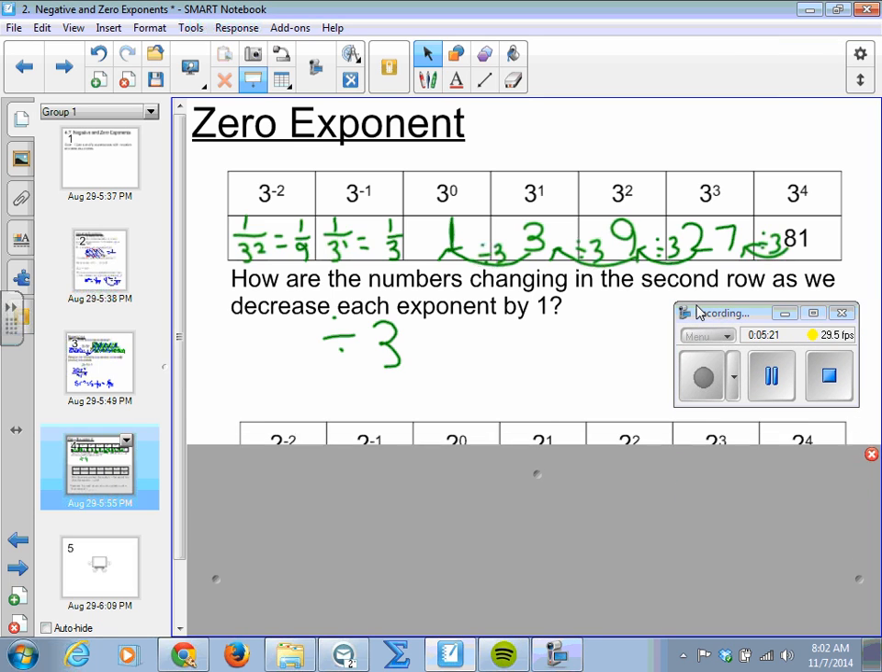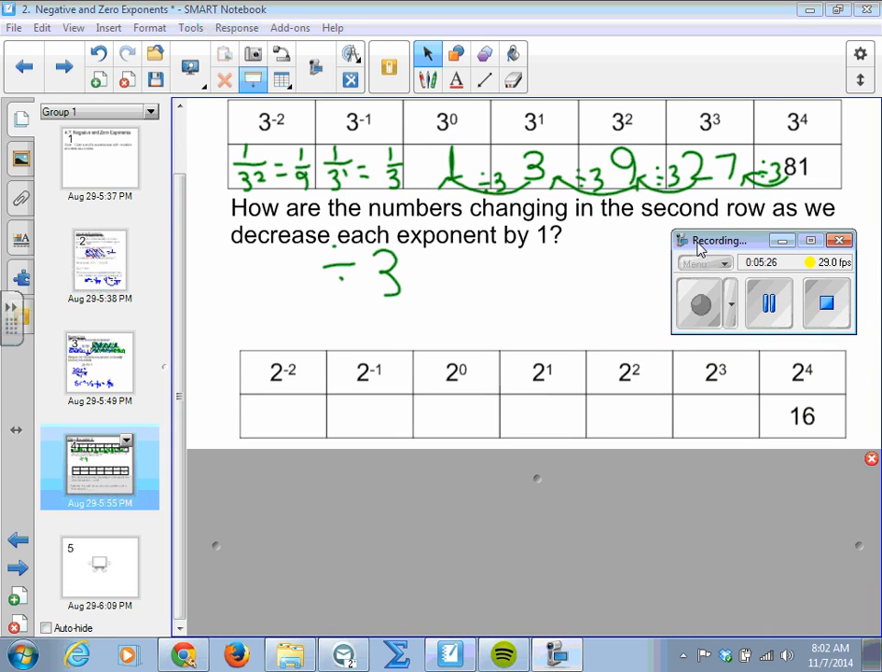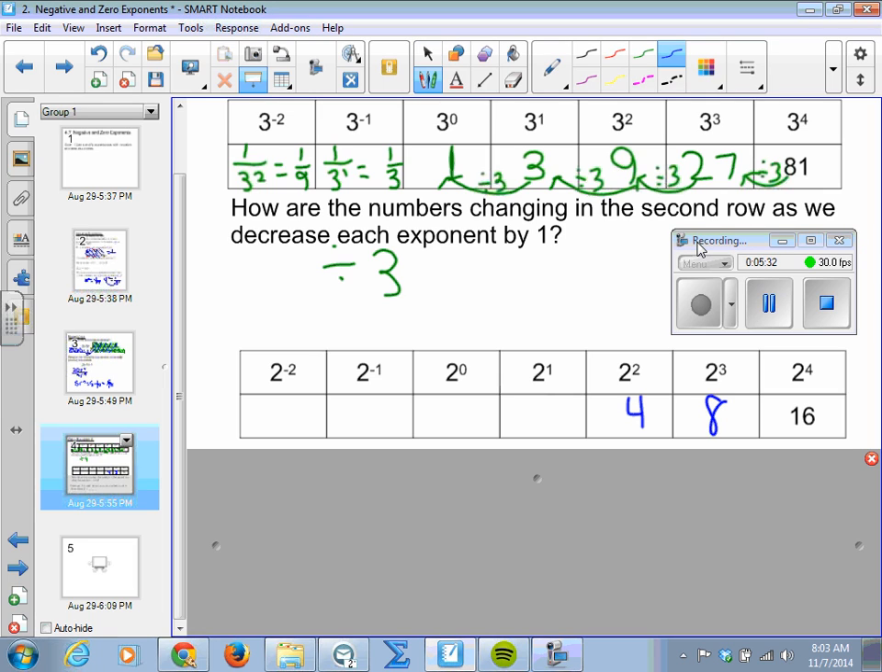Let's try it again with our 2s. 2 is an easy number. We have 2 to the 4th is 16. 2 cubed is 8. 2 squared is 4. 2 to the first power is 2. Notice again, we're dividing by 2, or by that base, every time. So divide by 2 again, and we get 1 right there. We know this one becomes 1 over 2 to the first, which is 1/2. This becomes 1 over 2 squared, which is 1/4. And again, divided by 2 each time.